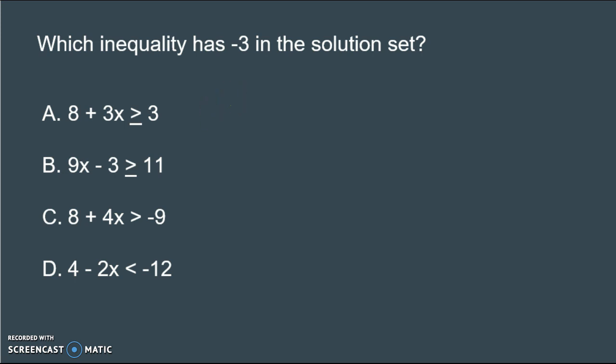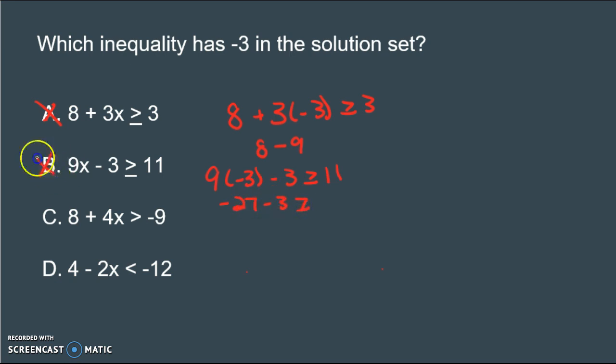So I'm going to do it the second way because I think that's how most of you guys did it. So here, I would have 8 plus 3 times negative 3 is greater than or equal to 3. So this is 8 minus 9. So that one's not true. So A is out of the question. B is 9 times negative 3 minus 3 is greater than 11. So I have negative 27 minus 3 is greater than 11. That's not true. So B doesn't work.